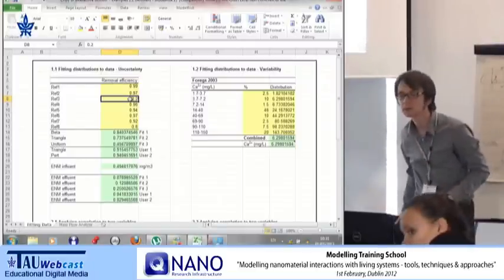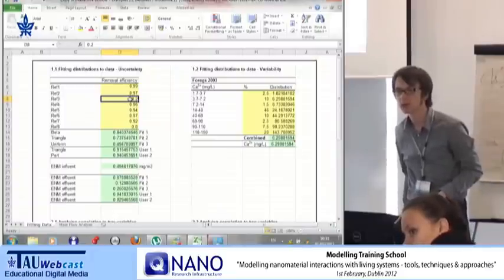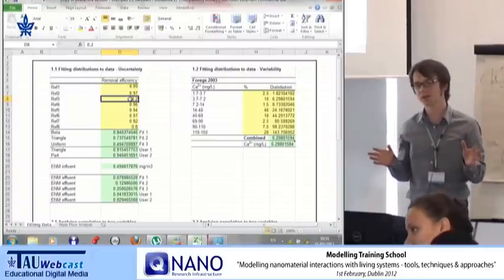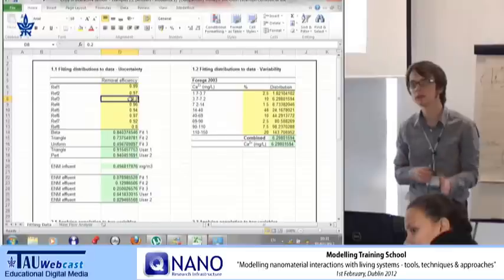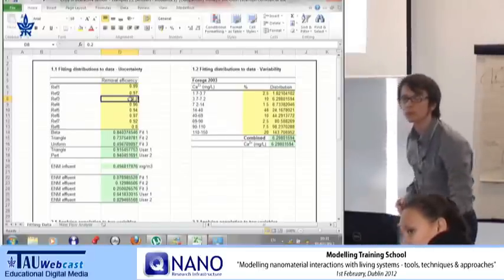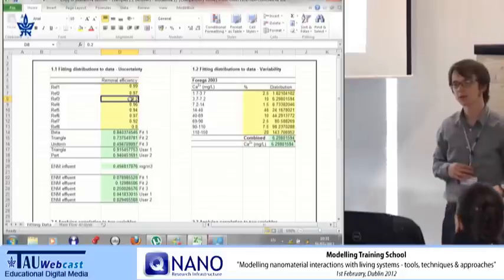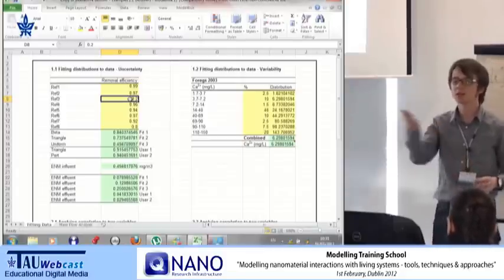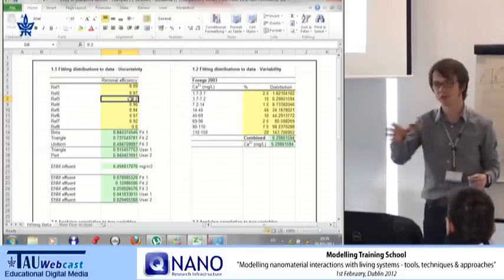So, what exactly do you mean by removal efficiency? This could be any process. So it could be, let's say, about removal of nanoparticles in, let's say, wastewater treatment, a wastewater treatment process.